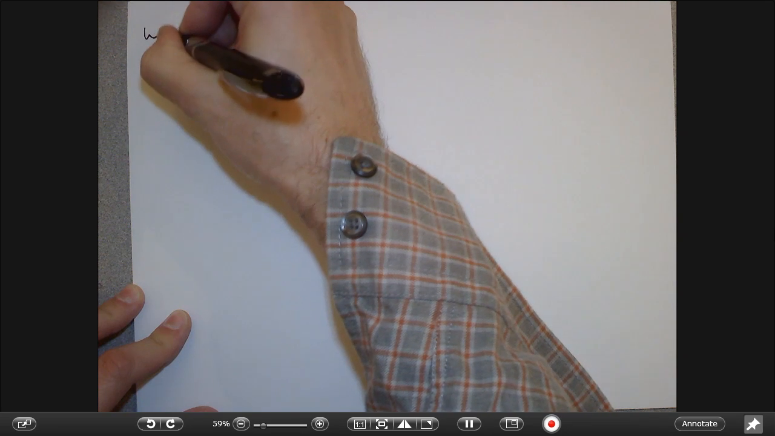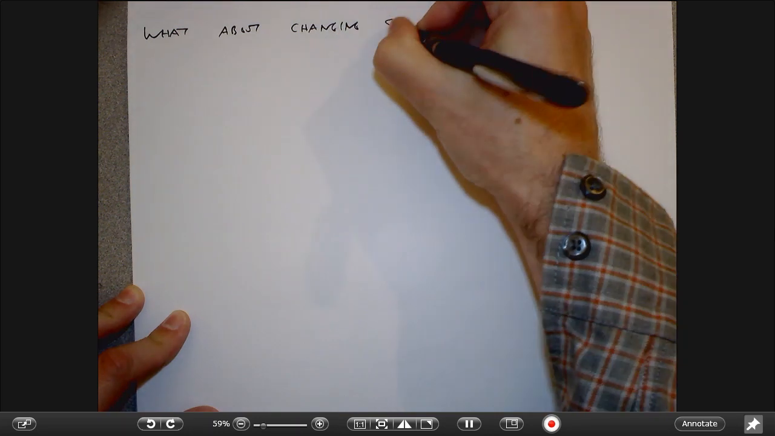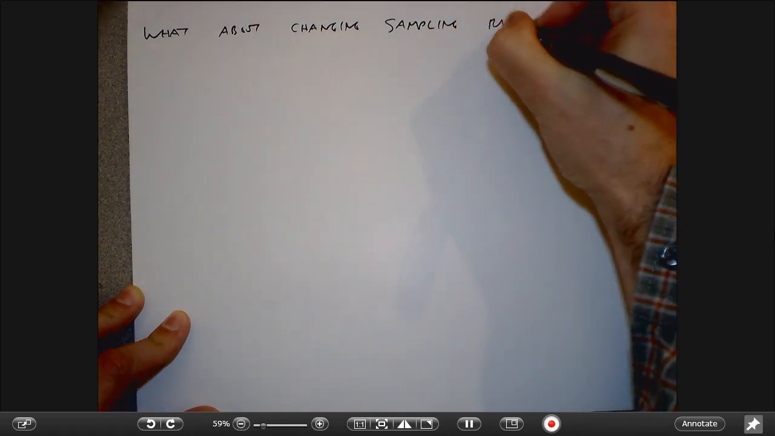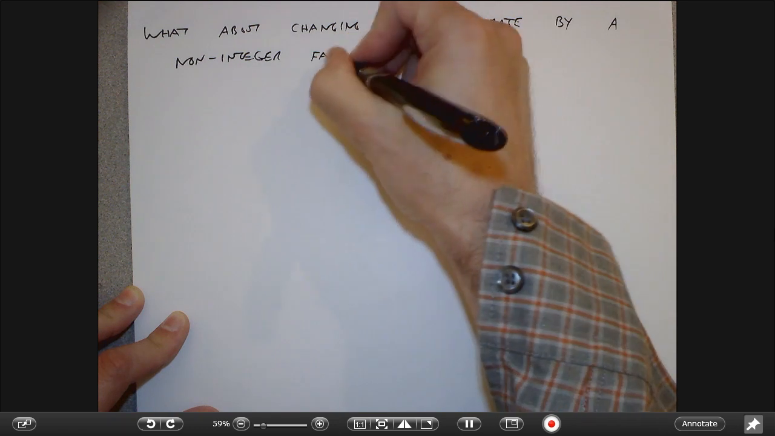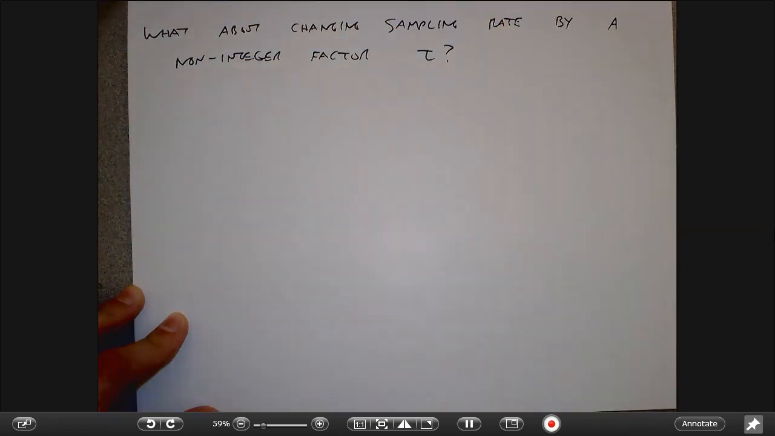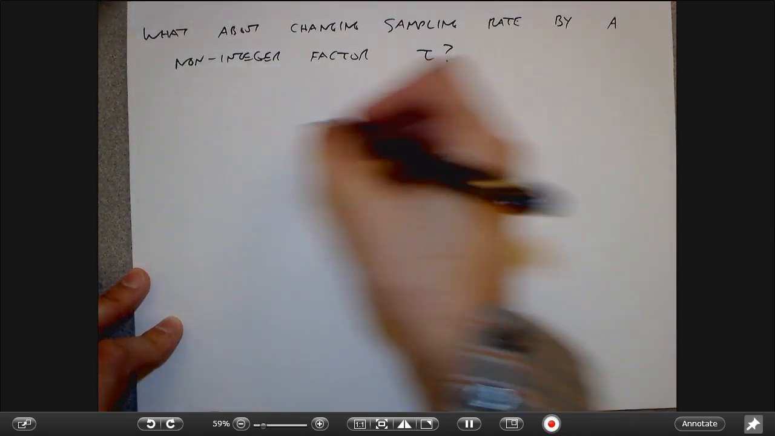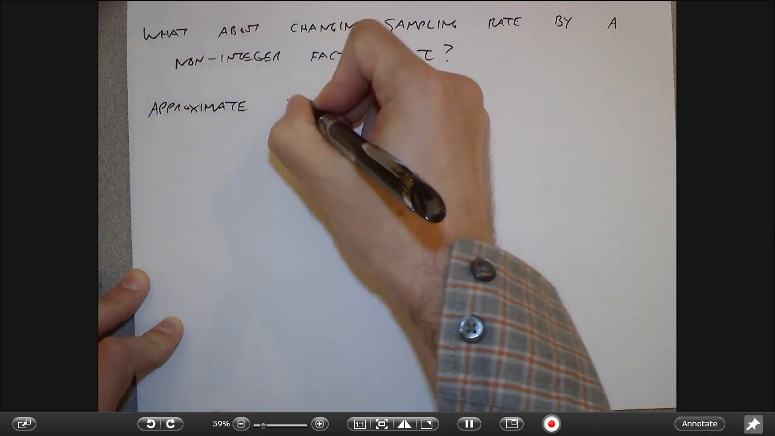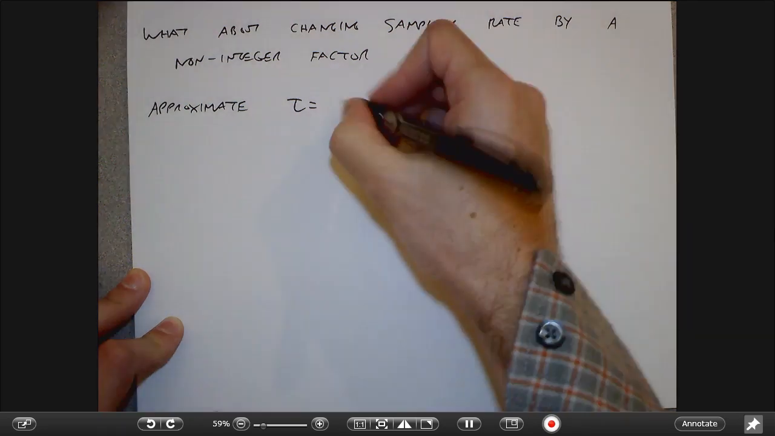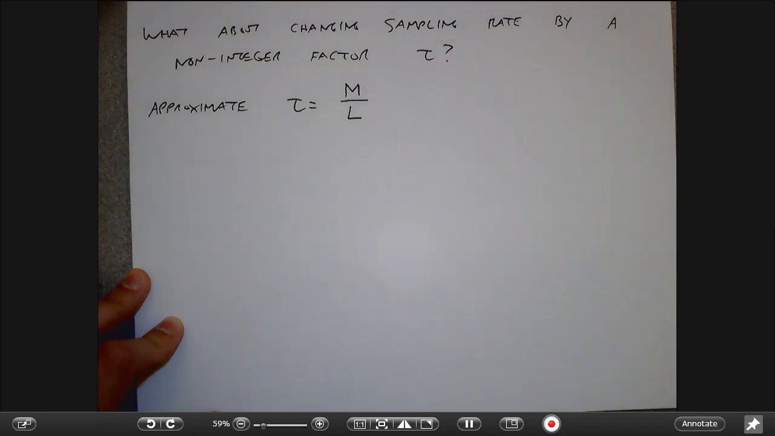what about changing the sampling rate by a non-integer factor, tau, okay? So what I could do is approximate my tau as some rational number, say M over L. Okay.